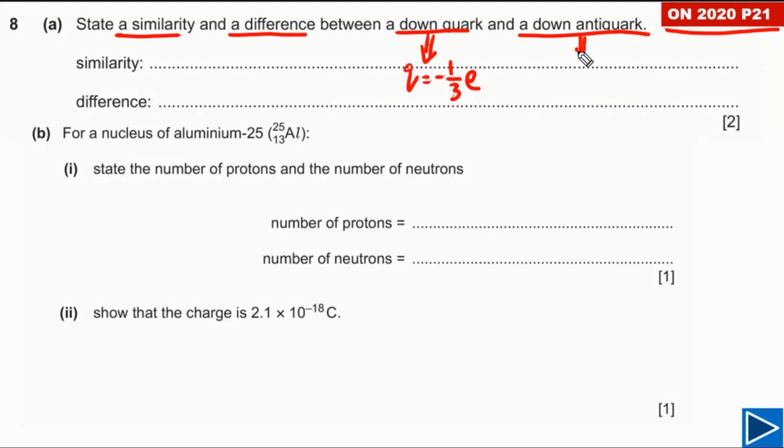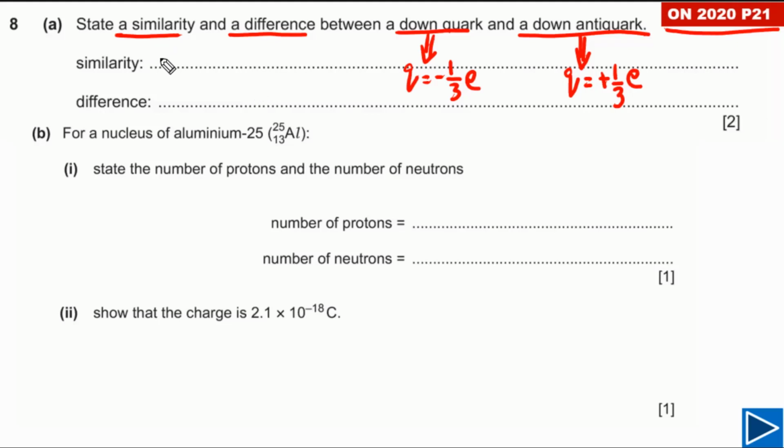Now the next thing you need to understand is, what is the charge on a down antiquark? A down antiquark is antimatter, so the charge has to be opposite but equal in magnitude. So the charge on a down antiquark will be 1/3 of the charge on a single electron, that is, positive. Based on this, we can write down our answer.